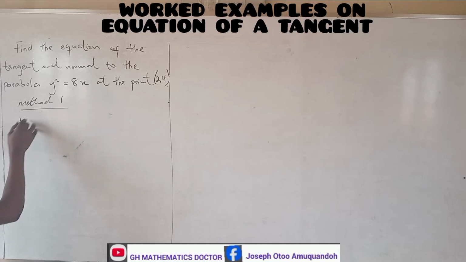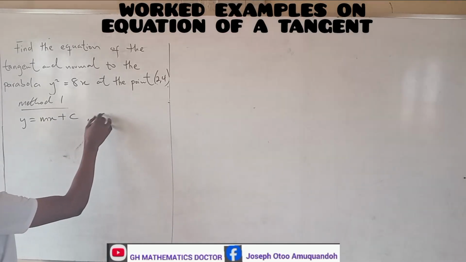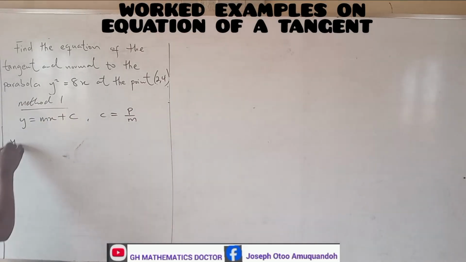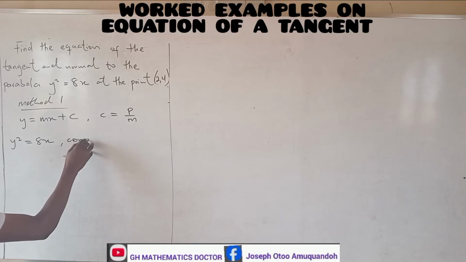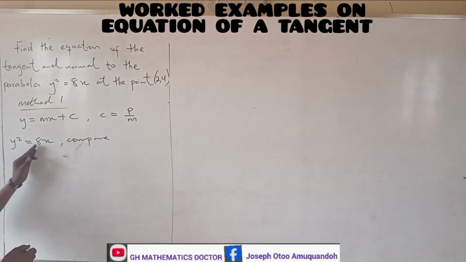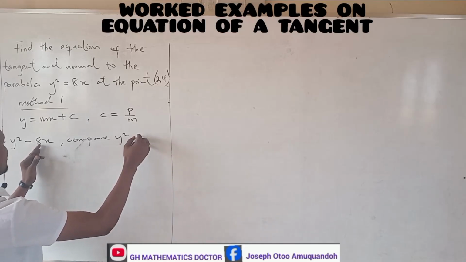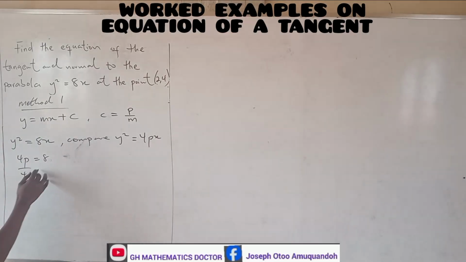So we have the slope equation to be y equal to mx plus c, where c is equal to p over m. So you need to find the p. So this is the equation of the parabola. We need to compare this to the standard equation, y squared is equal to 4px. So we need to find p. So finding p, we have p is equal to 2.